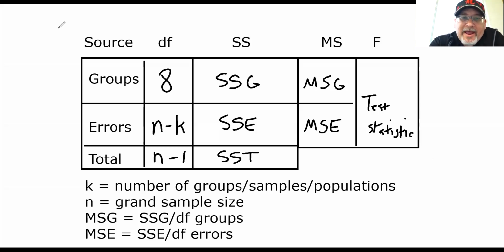Next is our errors, our degrees of freedom for errors. N is the grand sample size, so that's 270.